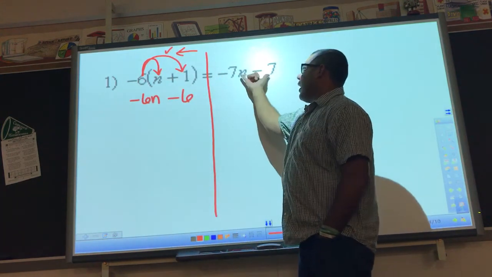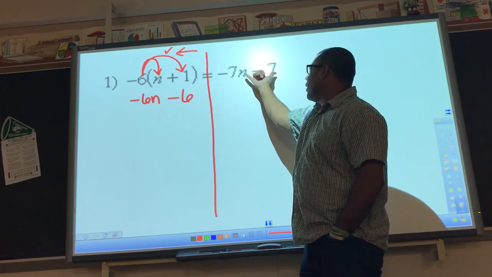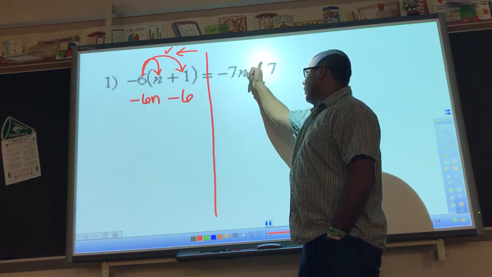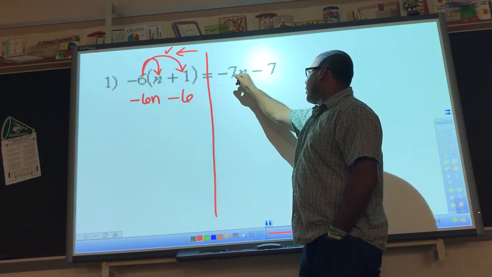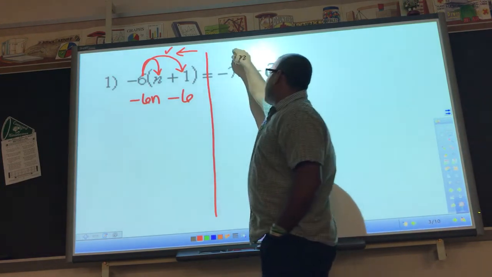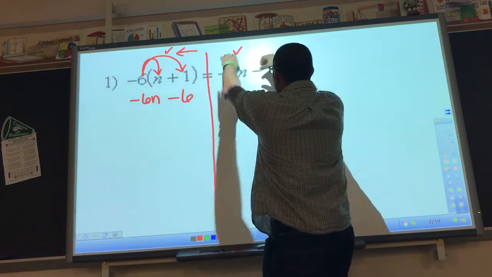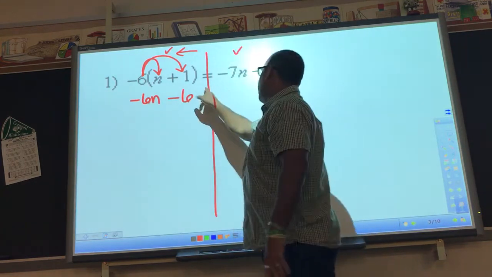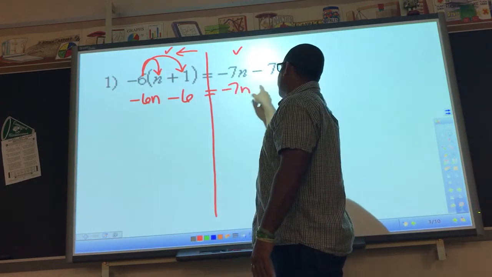I look at the right side. There's no distributive property, and I'm unable to combine these terms. They are not like terms. This has an n, it's a variable term. This does not, it's a constant term. So that's done. So the only thing I'm going to do with this is I'm going to drop it like it's hot, and I'm going to bring it down.